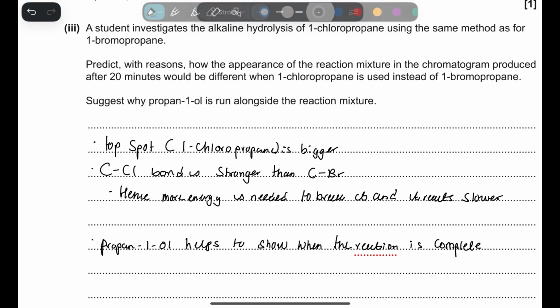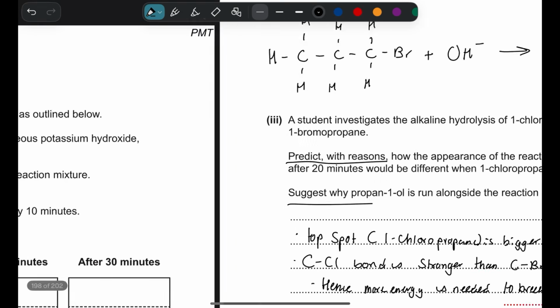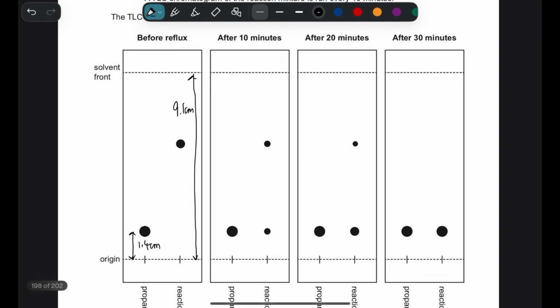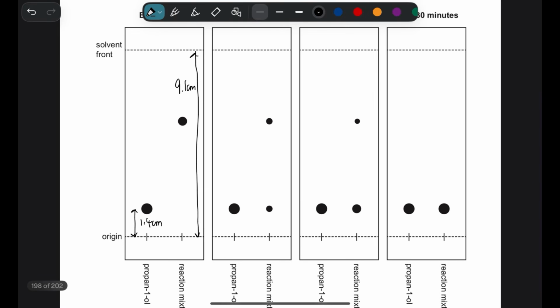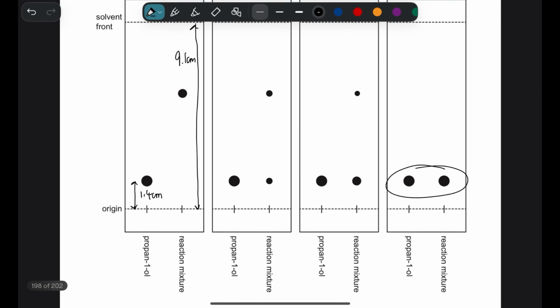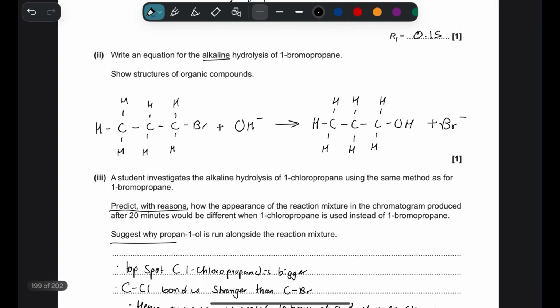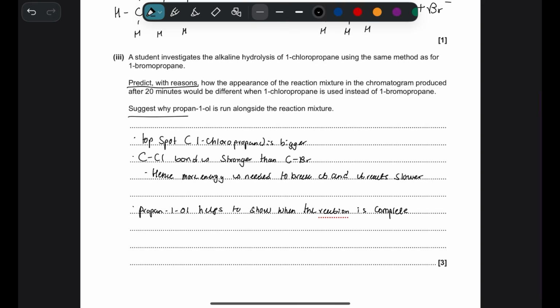Then, why is propan-1-ol used? It's a predictive reasoning question. Now I'll suggest why propan-1-ol is used. Well, because we need to know when the reaction is complete. As you can see at 30 minutes, we know the reaction is complete because there are no other spots. We just have propan-1-ol in the reaction mixture, and we can compare it to something that we know is propan-1-ol. So that's the same kind of reasoning that we're doing.